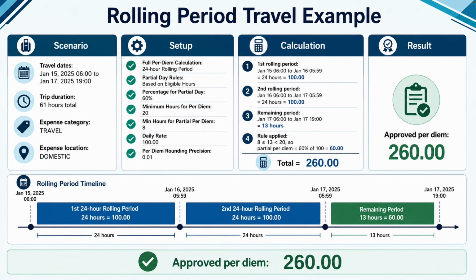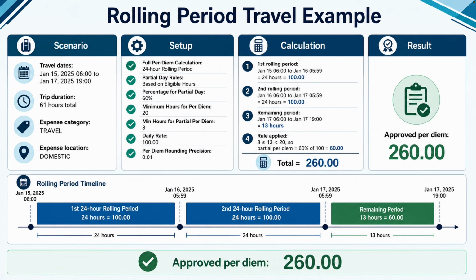How? So let's take a look at that. So on the setup tab, I define the full per diem calculation as 24-hour rolling period. So now it's not going to be this. And the partial day rule is based on eligible hours, right? Because I haven't spent the whole 24 hours. I spent some of the time there, right? So it again depends on your organization policy. If you say you follow the 24-hour rolling period concept, then that's where you are going to go.